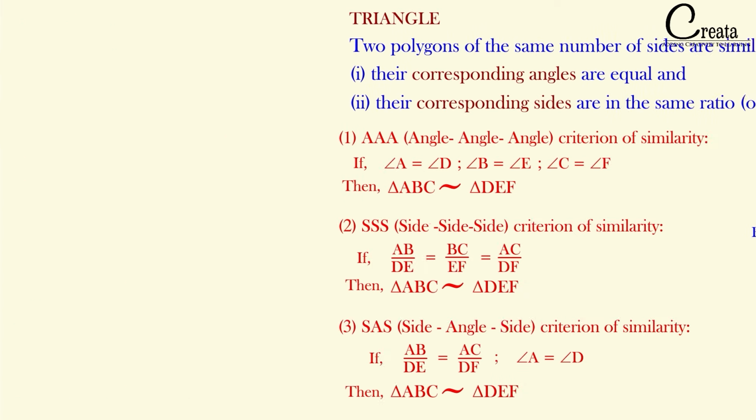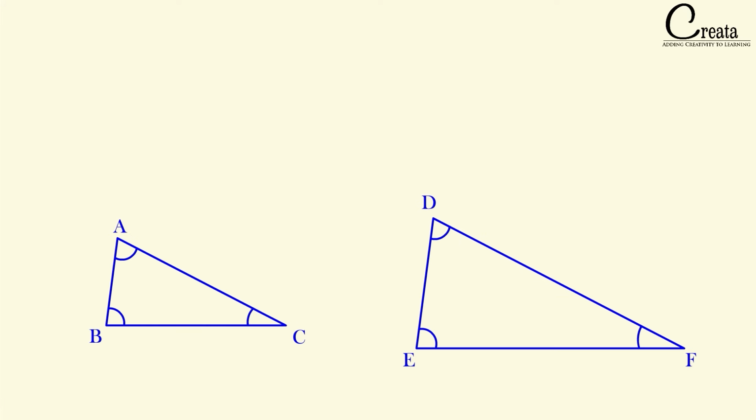Let's also understand how to write two triangles as similar to each other. This is very important and students generally make mistakes in this part. Suppose we have two triangles ABC and DEF. Here angle A and angle D are the corresponding angles which are equal to each other. B and E are the corresponding angles and C and F are the corresponding angles. We will write the two triangles as similar to each other as triangle ABC is similar to triangle DEF. This is the symbol of similarity. Here both the triangles are similar.